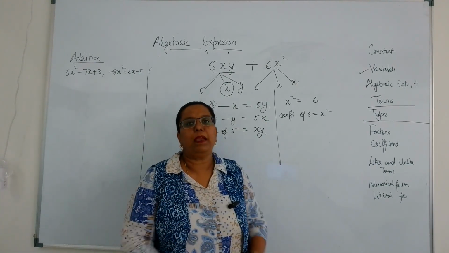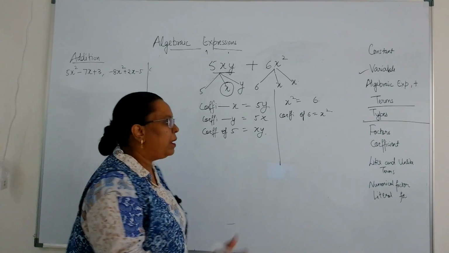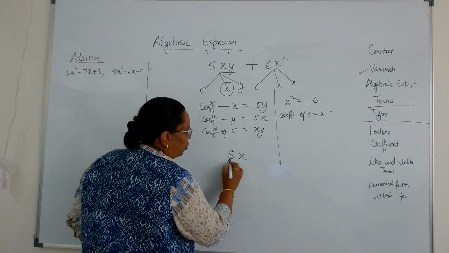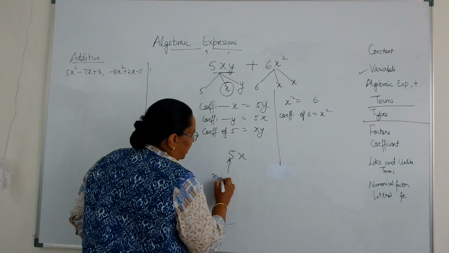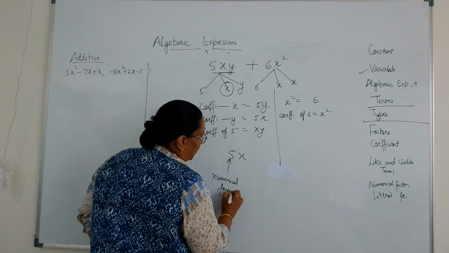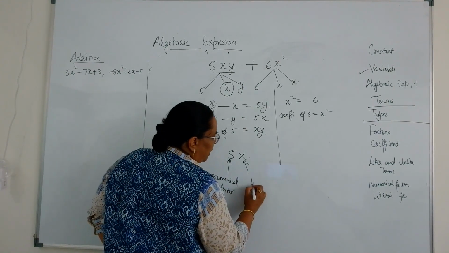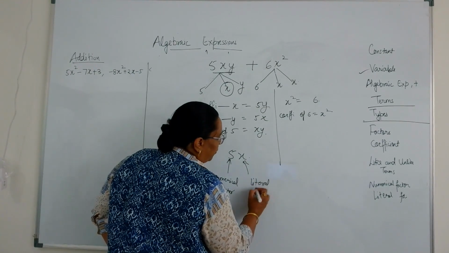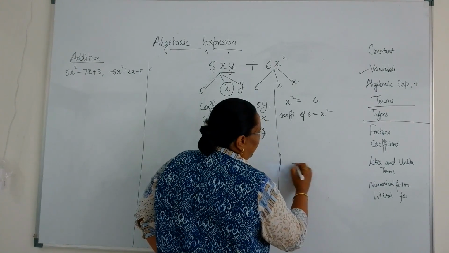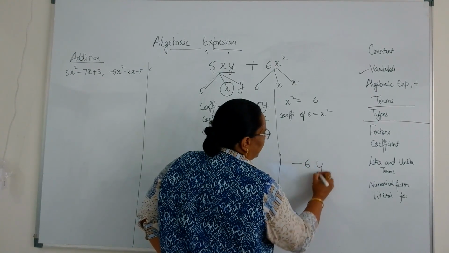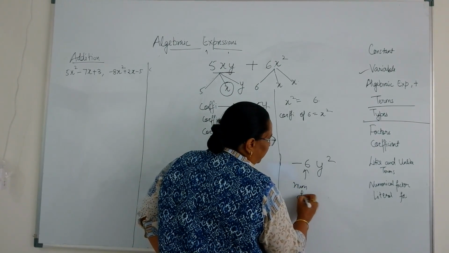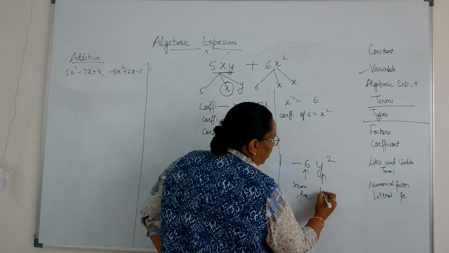How to find out like and unlike terms. Before that, let me tell you two things. If I say 5x, then 5 is known as the numerical factor. x is known as the literal factor. Similarly, if I have minus 6y square, minus 6 is the numerical factor and y square is the literal factor.